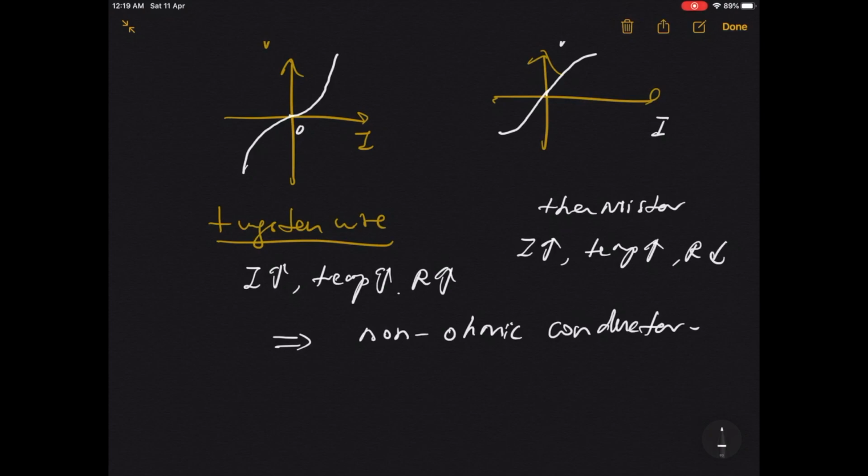Okay, so I hope today's lesson can clarify 4 important things: electric current, potential difference, Ohm's law, and also electrical resistance.